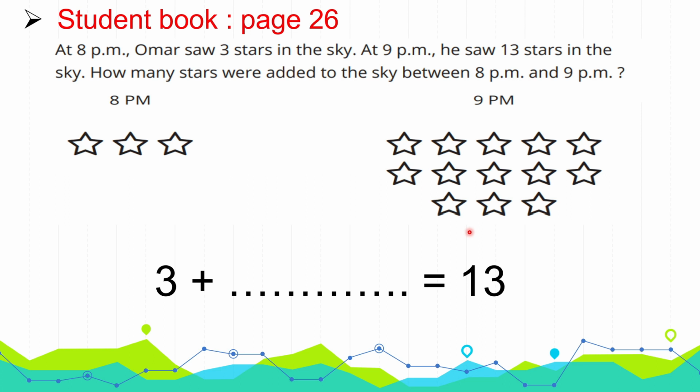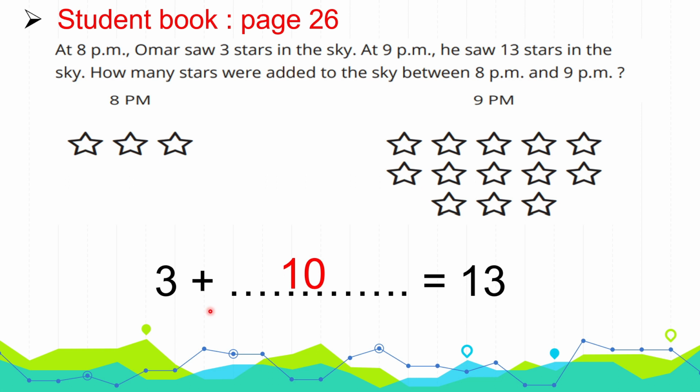He saw 3 stars first and later he saw 13. Now we're going to look at the smallest number, which is 3, and count from 3 up to 13. After 3: 4, 5, 6, 7, 8, 9, 10, 11, 12, 13. I have 10 fingers on. So the answer is 10. The number of stars added is 10 stars. Now that was the missing addend part.